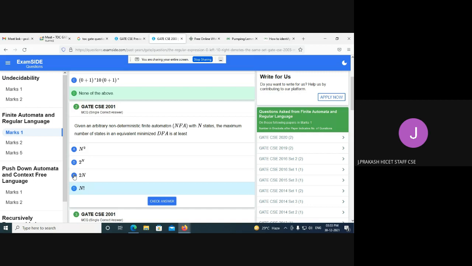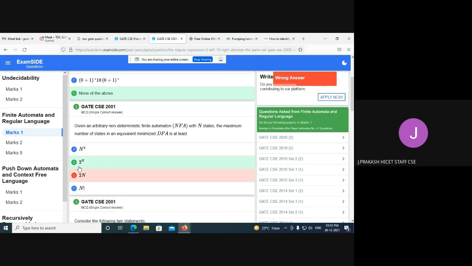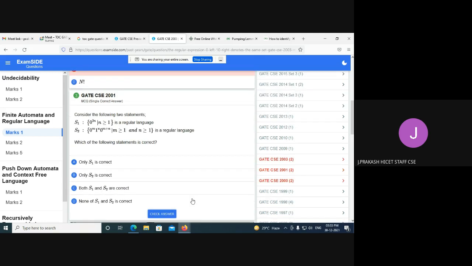Could you answer? Let us guess. I too want to remember. So 2 power n. The answer is 2 power n. Just remember: if an NFA consists of n states, the minimum DFA consists of 2 power n states. Is it clear? If the NFA has 2 states, the DFA will have 4 states. 2 power n. This is the definition I have derived. What is the next one?